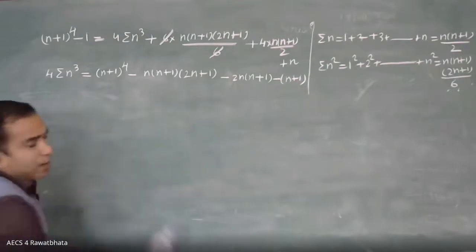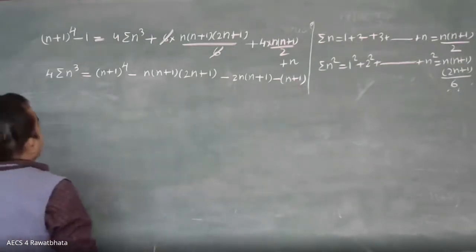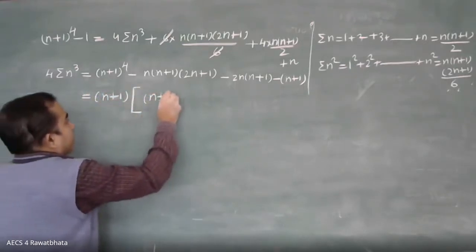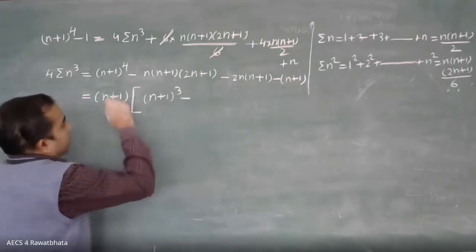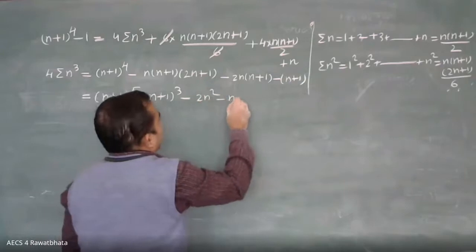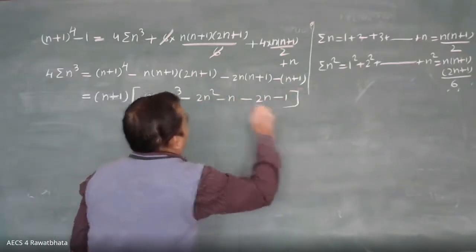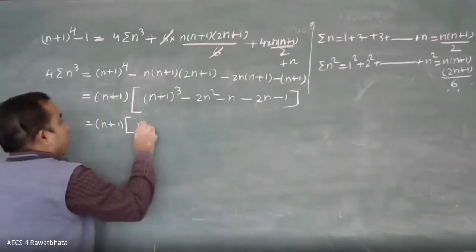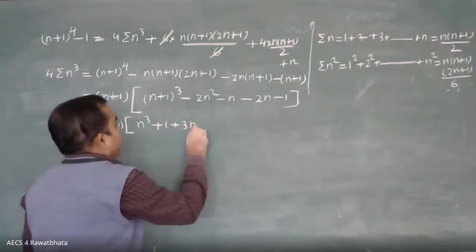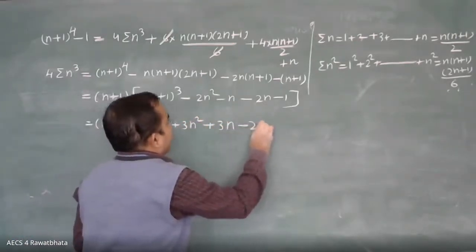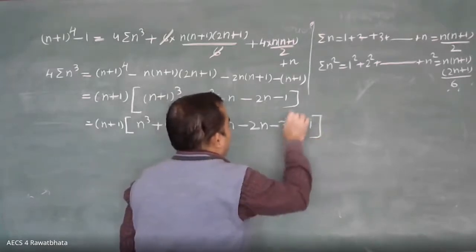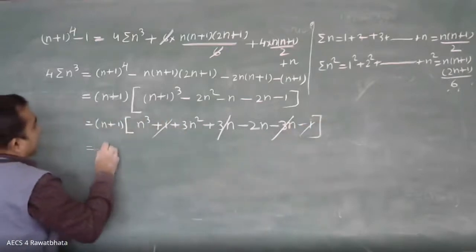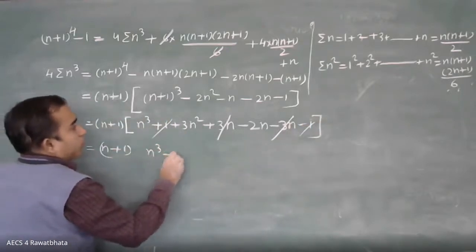So let us take n plus 1 common. In the bracket, I'll have n plus 1 whole cube minus n plus 1 out. So 2n square minus n minus 2n minus 1. N plus 1 gone out. And I'm going to open n plus 1 whole cube. So n cube plus 1 plus 3n square plus 3n minus 2n square minus 3n minus 1. 3n get cancelled. 1 get cancelled. And it remains n cube plus n.